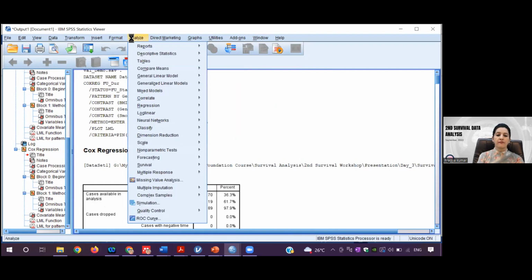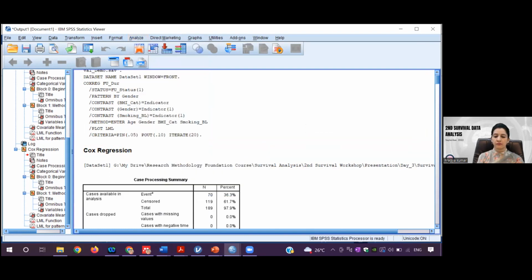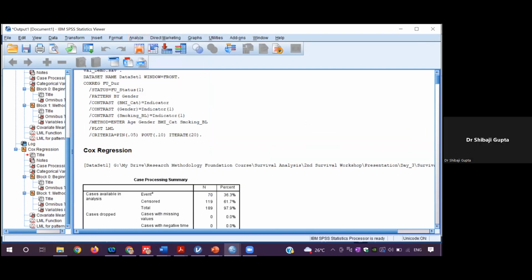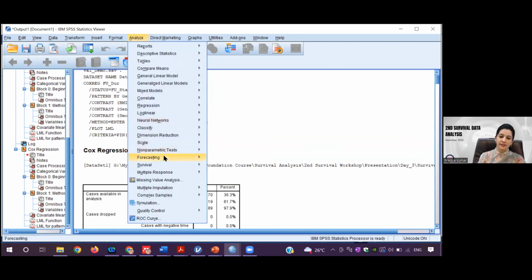There's no need for me to go for the time dependent. So we have multi-collinearity for continuous variables. There is only one continuous variable here, that is age, so there is no problem of multi-collinearity. Usually, ma'am, for the assumptions in general cases, we take multi-collinearity for continuous variables and log minus log for categorical variables. Those are the only assumptions. Okay, yes. Then we can go with the survival Cox regression.